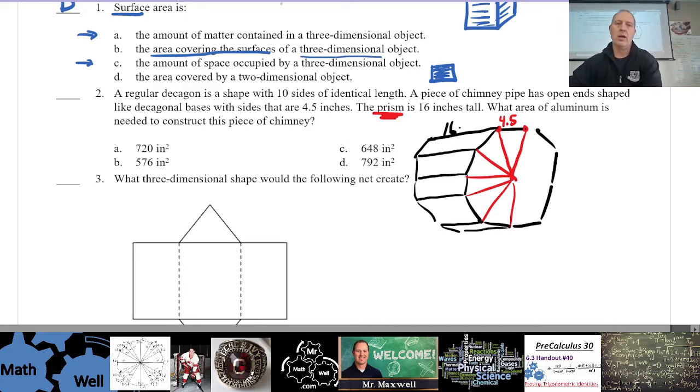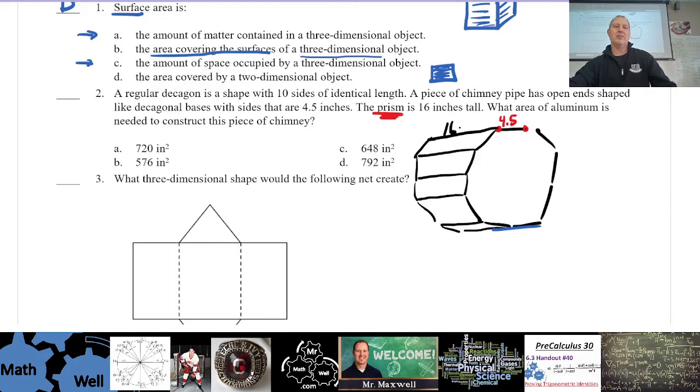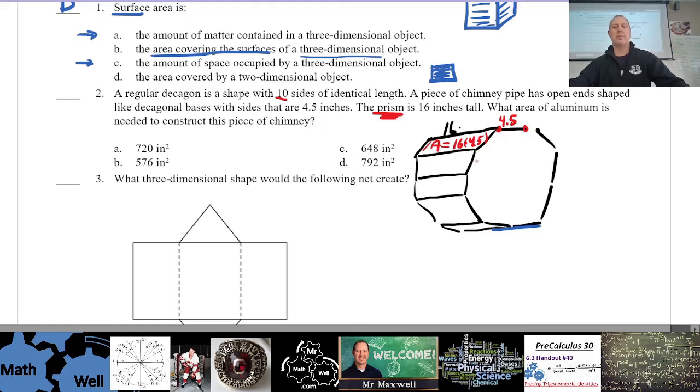Okay? So what it says is, what's the area of aluminum that's needed to construct this piece of chimney? Well, the chimney is like a hollow tube. So there is no bottom or top, right? So we don't have to calculate the area of the bottom. We don't need to worry about that. All we need to worry about is the sides. So each of these sides has an area of 16 times 4.5. And there's going to be 10 of them. Okay, so it's just the outside part.